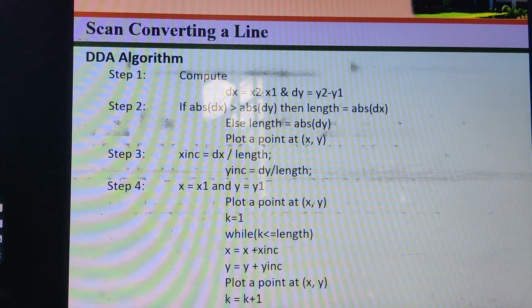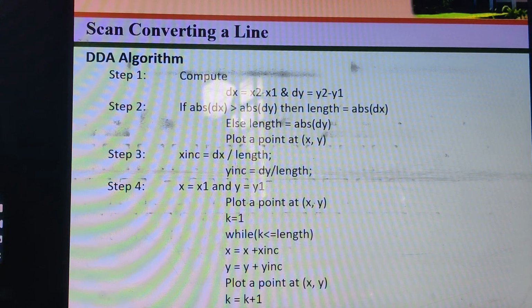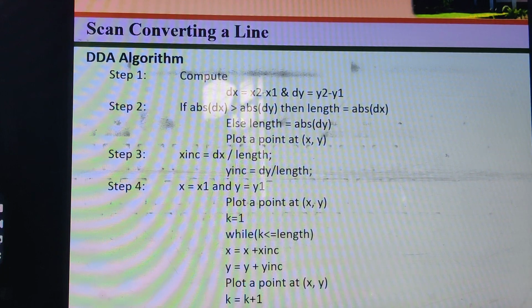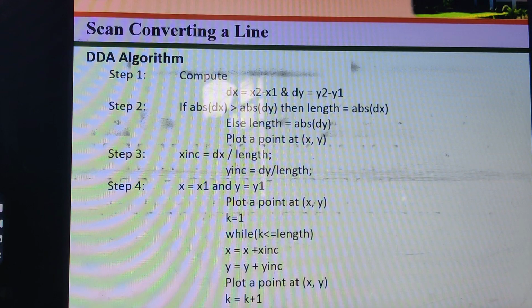The first step is, after calculating the slope of the line segment, we already know whether it is less than 0, less than 1, or greater than 1. First of all, we have to compute the value of dx, that is x2 minus x1, and dy, that is y2 minus y1. In the second step, we have to find out whether the value of dx is greater than dy. If dx is greater than dy, then the length will be equal to dx, otherwise the length will be equal to dy. Then we have to plot the value x and y.